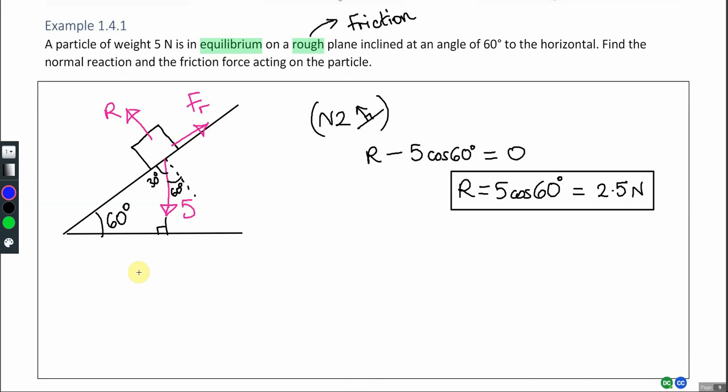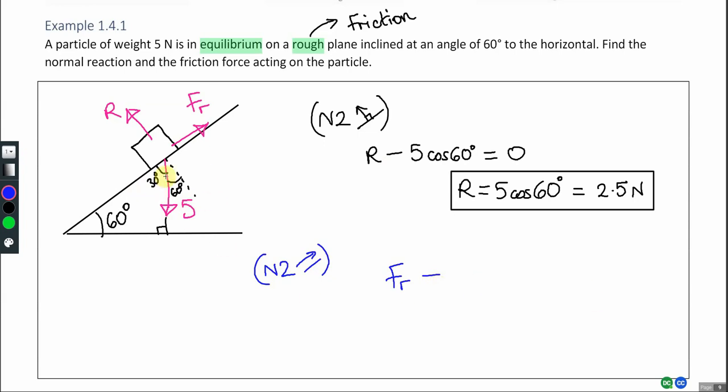I'm now going to resolve parallel to the slope, and I'm going to resolve up the slope. It's your choice whether you choose to go up or down the slope. Because we're trying to find friction, that's why I've chosen up the slope. So then friction will be positive in my equation, and then I've got less rearranging to do. So friction pointing up the slope, but then the 5 force needs turning through an angle of 30 degrees to point in the direction I'm working in, but it'll point the wrong way, which is why I need a minus.